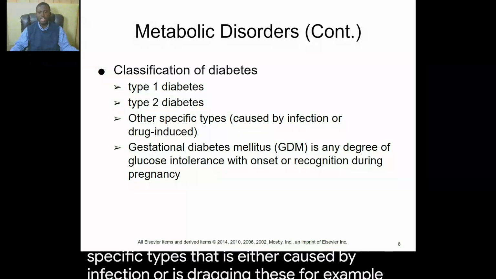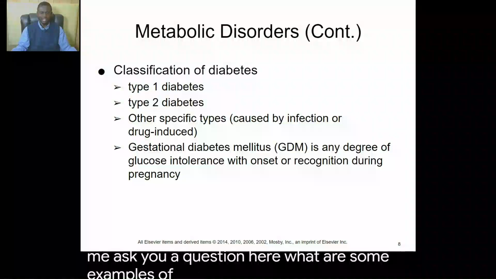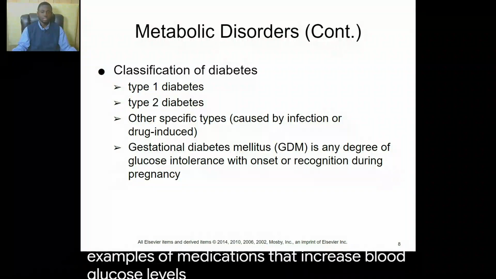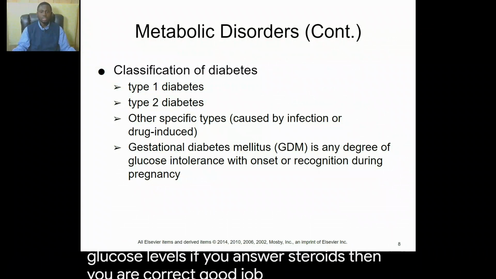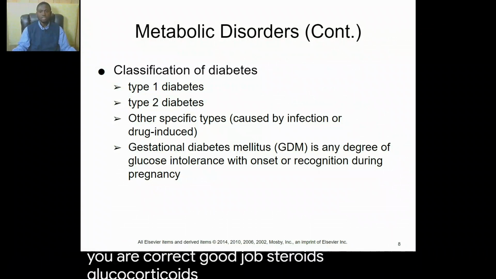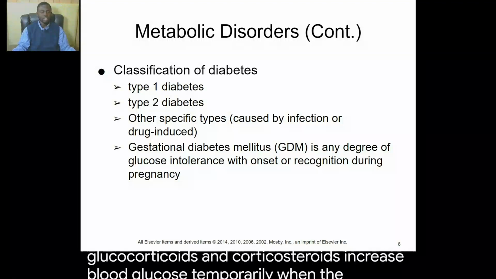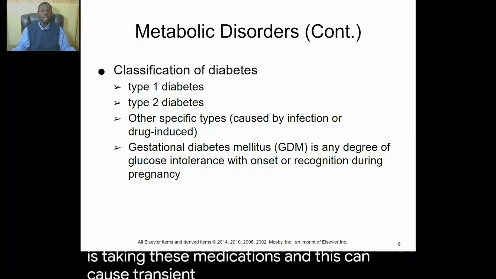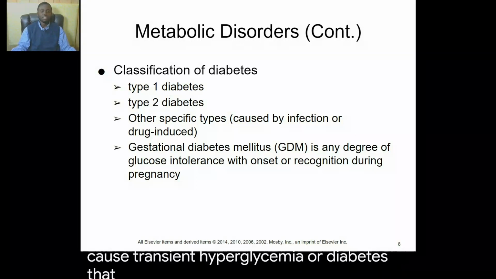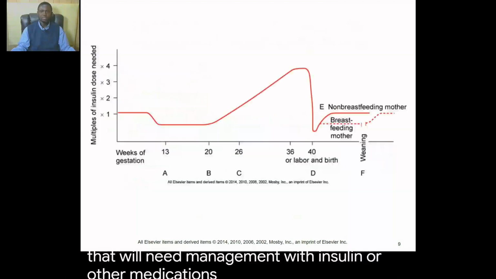For example, let me ask you a question here. What are some examples of medications that increase blood glucose levels? If you answered steroids, then you are correct. Good job. Steroids, glucocorticoids, and corticosteroids increase blood glucose temporarily when the patient is taking these medications, and this can cause transient hyperglycemia or diabetes that will need management with insulin or other medications.